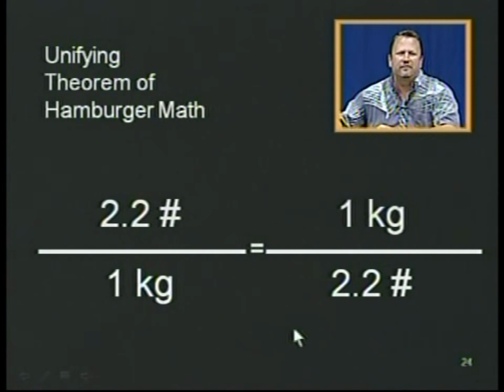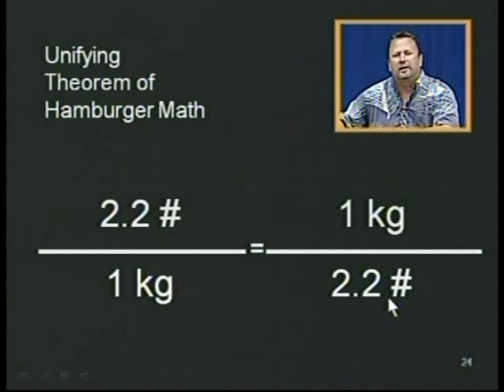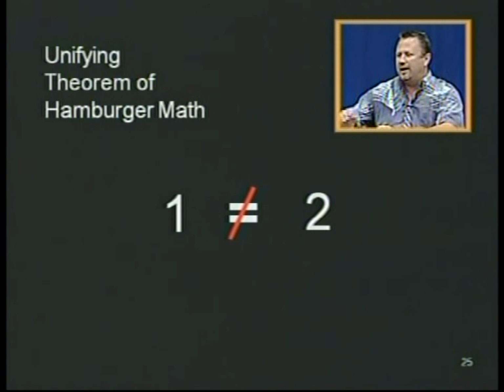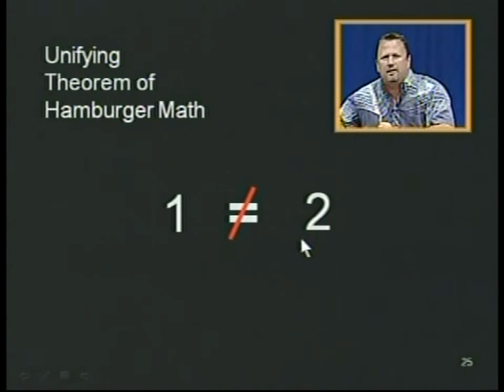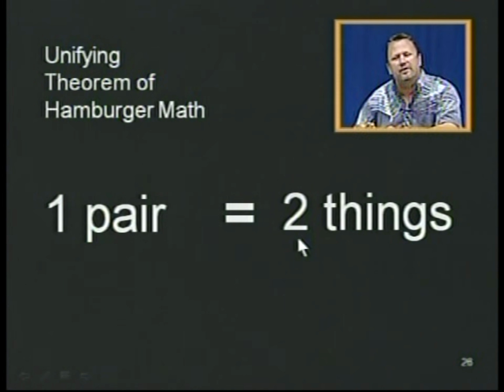And a lot of people are confused by the fact that we can take 2.2 pounds per 1 kilogram and flip that upside down and make that 1 kilogram over 2.2 pounds. Look, 1 is not equal to 2. I know that, when you learn math with just numbers. But 1 pair does equal 2 things.